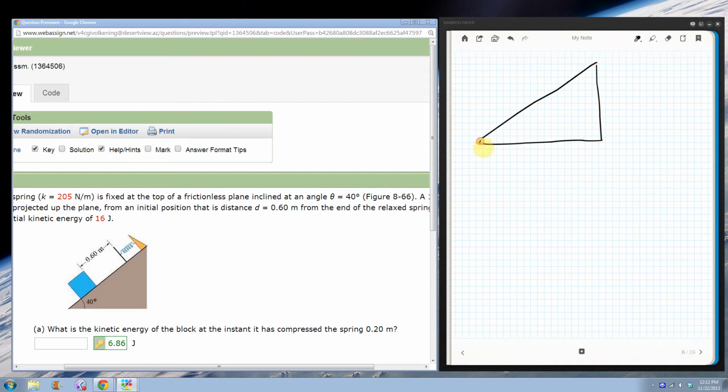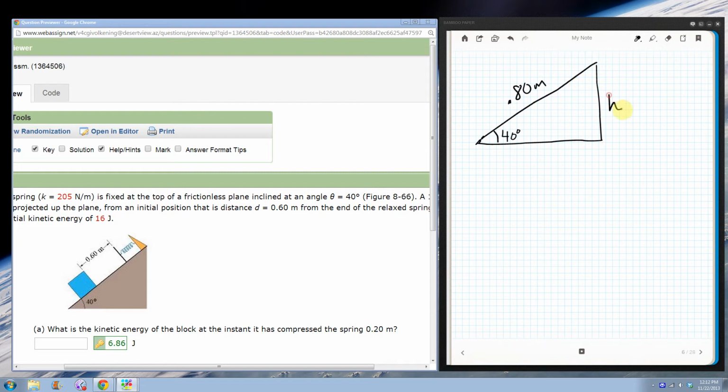Basically, if the block started down here, this is 40 degrees. And I know the block moved 0.6 meters to get to the spring, and then it also compressed the spring 0.2 meters. So basically, I'm looking at 0.8 meters on the hypotenuse.